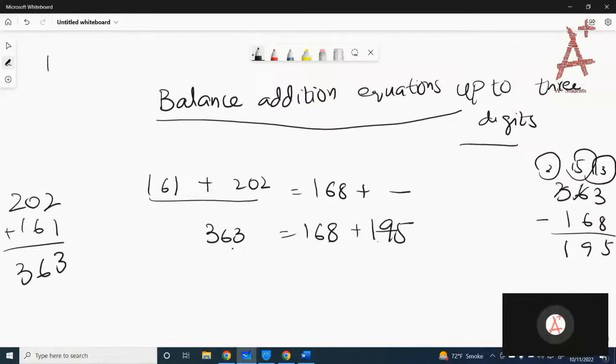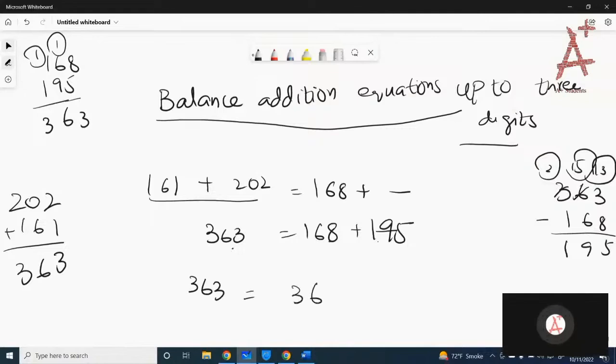You can check by adding. Just add 168 and 195. See, they are equal to 363. 8 plus 5 is 13. 3, 1 carry, 9 and 1, 10 and 6, 16, 6, 1 carry, 1, 2 and 3. It would be 363. See, both sides are equal. That means the missing number is 195 that balances the equation. Got it? So balancing equation means you have to find the number that when added to 168, both sides of the equation are exactly equal. Got it? Let's do another example.